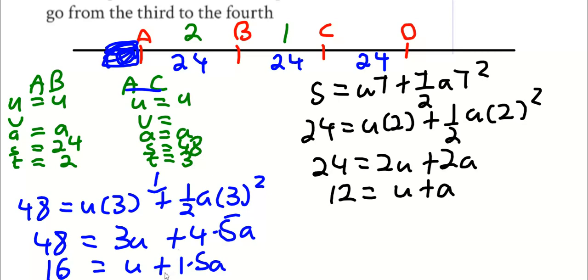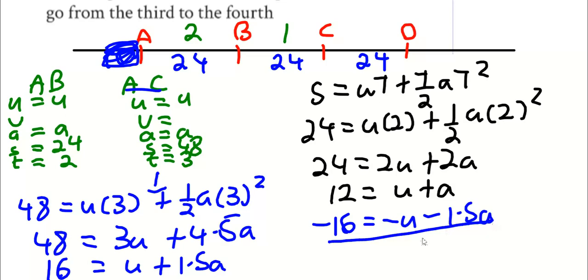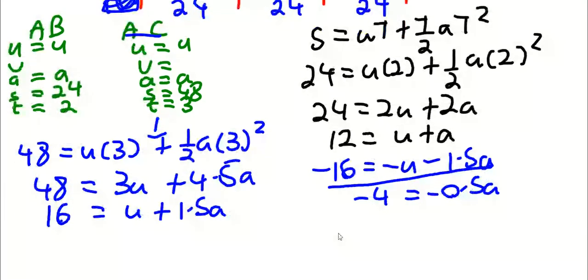I'm going to subtract the blue equation from the black equation. So I'm going to get minus 16 equals minus U minus 1.5A. I'm going to get minus 4 equals minus 0.5A. Multiply both sides by minus 2 to get rid of the decimal. I'm going to get 8 equals A.